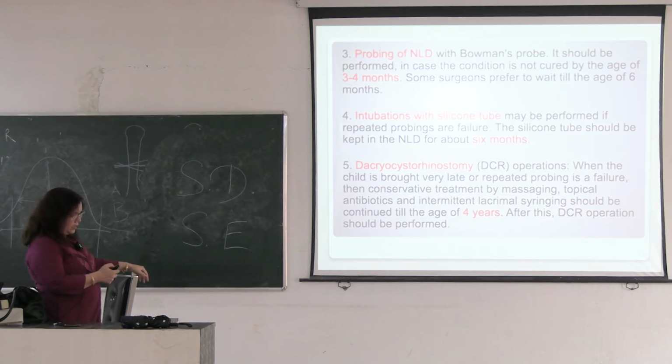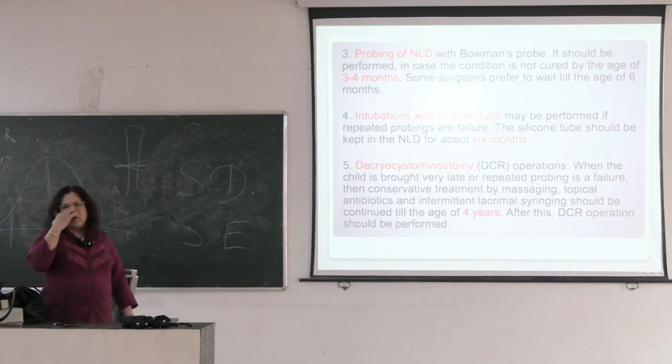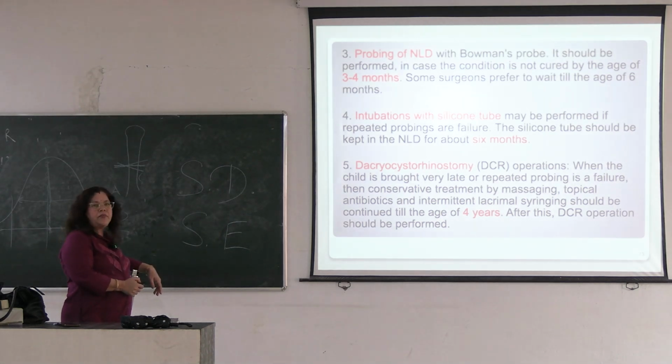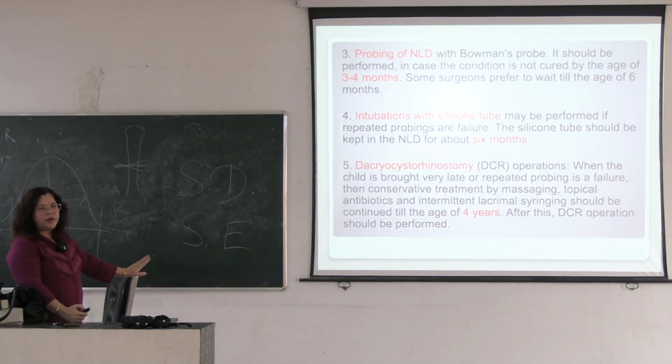This is also a conservative type of treatment. Then the third one is intubation of the silicone tube. The silicone tube is inserted, and it is also done at about 6 months of age. And when the patient comes at a very late stage, then we do surgery at the age of 4 years. We do not perform surgery before the age of 4 years. We do only probing, intubation of the silicone tube or syringing.